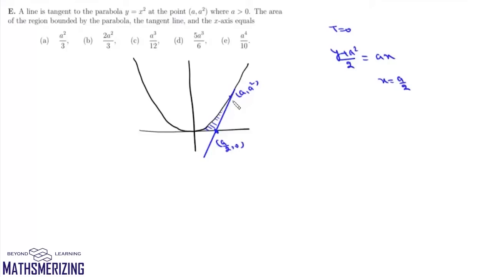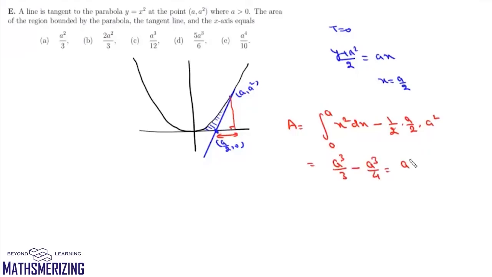Now in order to find this area, we'll find the area under this parabola with the x-axis, and then we'll subtract the area of this right angle triangle. So this area will be the integral from 0 to a of y dx, which is x square dx, minus 1 by 2 times the base a by 2 and height a square. So this value will be a cube by 3 minus a cube by 4. So this area will be a cube by 12, and that's your option number C.